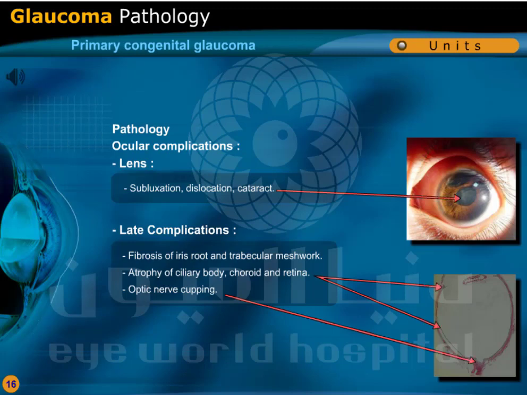Lens: subluxation, dislocation, and cataract. Late complications: fibrosis of iris root and trabecular meshwork. Atrophy of ciliary body, choroid, and retina. Optic nerve cupping.